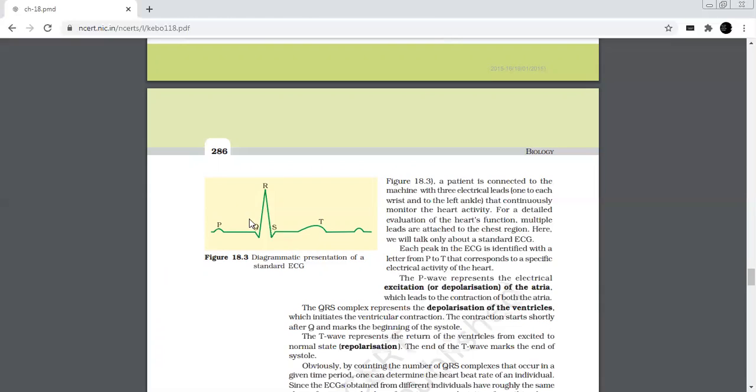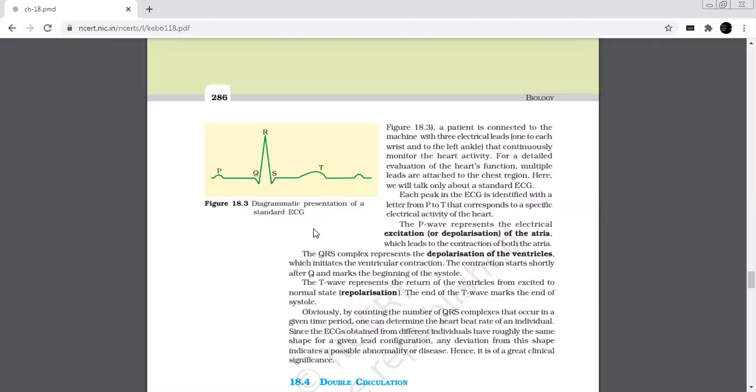Then QRS. The Q, R and S waves together form the QRS complex. This represents the depolarization of the ventricles which initiates the ventricular contraction. Then T. It is a broad and smoothly rounded deflection which represents the return of the ventricles from the excited to the normal state. Now what is the significance?